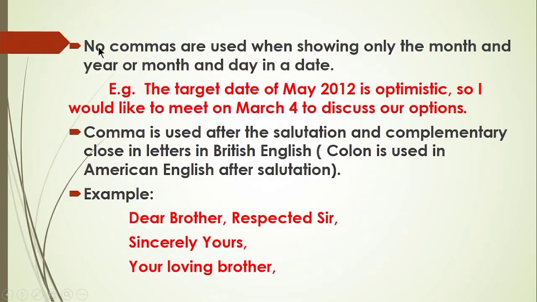But remember, no commas are used when showing only the month and year or month and day in a date. When there are only two of them, month and year, or month and day, then we do not use commas. For example, the target date of May 2012 is optimistic. So May is the month and 2012 is the year. We do not use commas here because the day is missing.